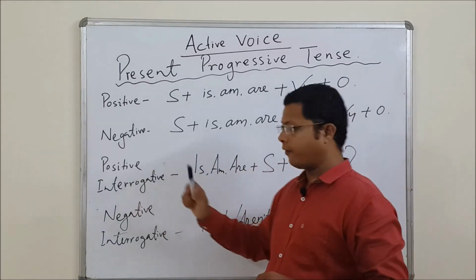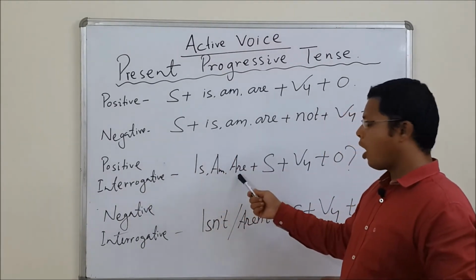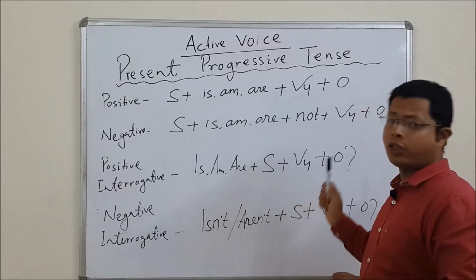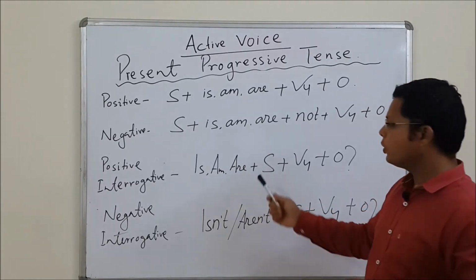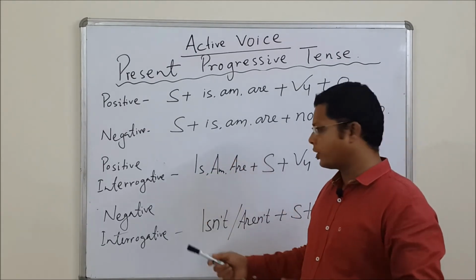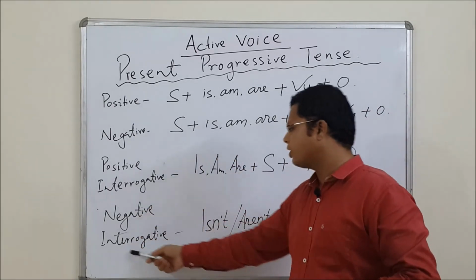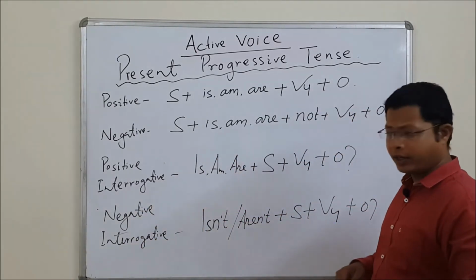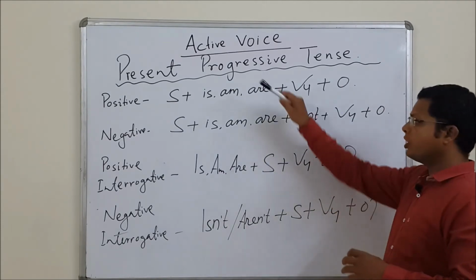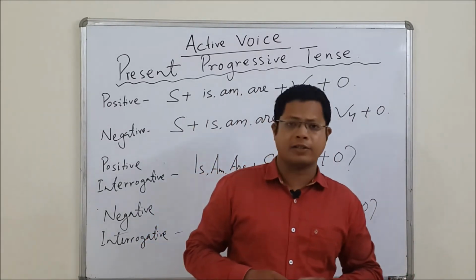Positive interrogative, it means positive questions. Is, am, are, then subject, then V4, then object. You need to introduce your auxiliary before the subject to make positive questions. When you put negative here, your negative interrogative will be isn't, aren't, plus subject plus V4 plus object. So this is the fourth structure I have shared with you to make your English correct.